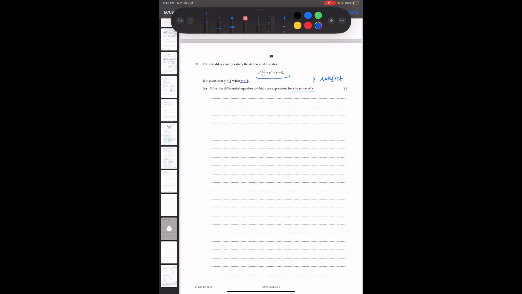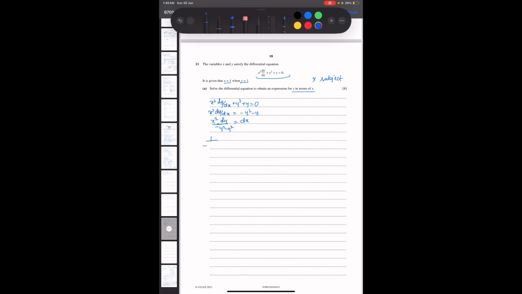Now of course the first step, firstly I'm just going to copy this. So x squared dy by dx plus y squared plus y is equal to 0, and I will separate the variables. So x squared dy by dx is equal to minus y squared minus y, and now I can say that x squared multiplied by dy upon minus y squared minus y is equal to dx. I just exchange their places.